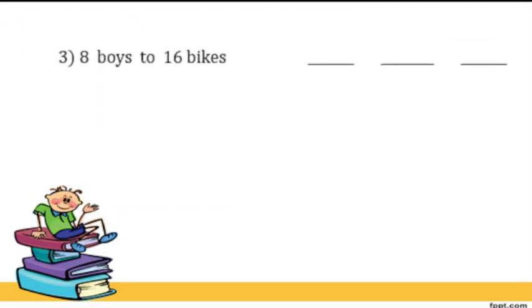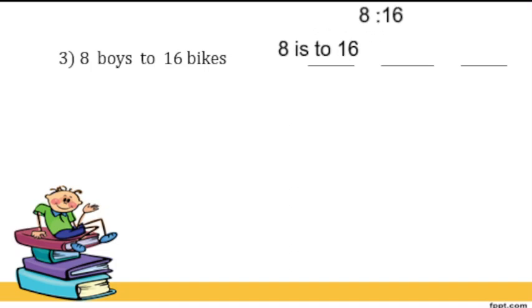Next, let's say we have 8 boys to 16 bikers. In word form, that is 8 is to 16, by colon 8:16, and in fraction, that is 8 over 16. Again, factor 8. That is 8 times 1, and 16 is 8 times 2. So cancel 8 and 8. What will be left is 1 and 2. So therefore, the lowest form of the ratio is 1 is to 2.